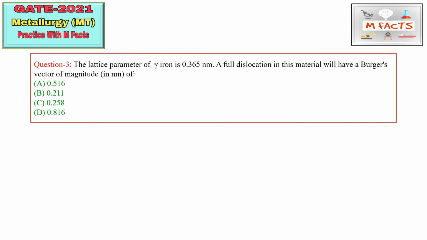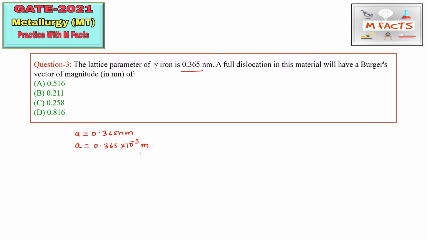So the next question is, the lattice parameter of gamma iron is 0.365 nm. The lattice parameter is given as 0.365 nanometers. You can change it into meters also if you want. For this type of question, if you do not convert the unit, that doesn't matter. But while practicing, in every question please try to maintain the units in one system. Like, if you are taking nanometers, take every unit in nanometers. If you are taking meters, take every unit in meters.